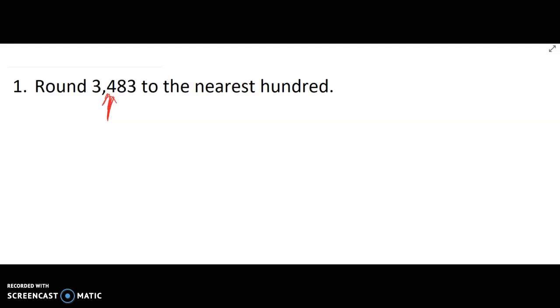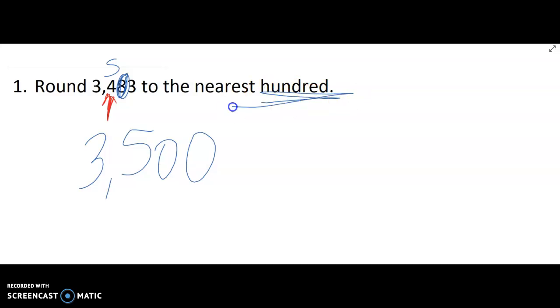If 4 is in the 100 spot, that means we are looking at the 8. The 8 is above 5, so we're going to round up. That means the 4 is going to become a 5, and 3,483 rounds to 3,500. We fill in all numbers past that place, so past the 100 place with zeros. So 3,483 rounds to 3,500 to the nearest 100, right? So we recognize what place value this is, and we look one number to the right. That's the number that determines what we round to.